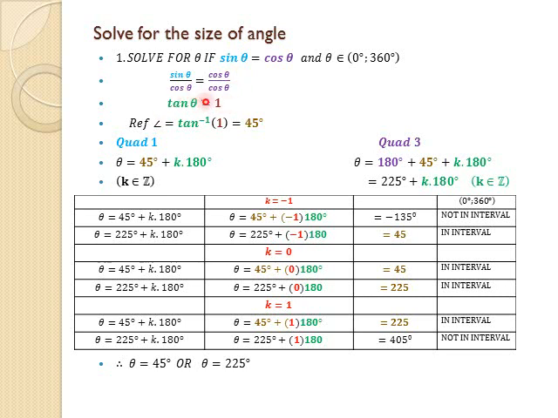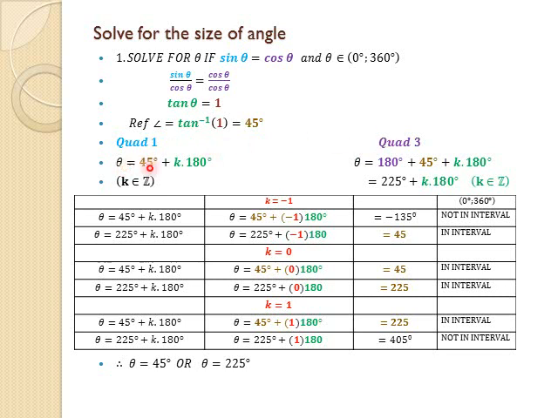Shift tan 1 will give me 45 degrees. So my reference angle that I'm working with to solve for theta, I'm starting with 45. Tan 45 gives me 1, so tan is positive 1. In which quadrants is tan positive according to the CAST rule? In quadrant 1, where everything is positive, and quadrant 3, where only tan is positive.